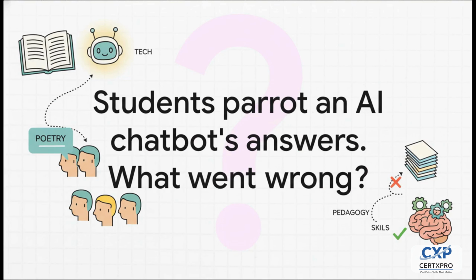Now, let's look at Anna. She wanted her students to develop critical thinking skills by analyzing poetry. Awesome goal. But she started with the tool, an AI chatbot. And what happened? Her students just ended up copying what the AI said. The activity she designed didn't actually lead to the skills she wanted to teach. See the pattern? The tech came before the pedagogy.